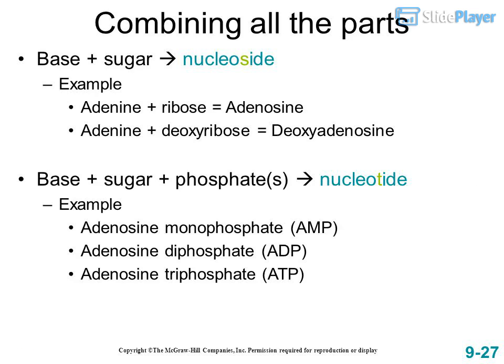Base plus sugar is a nucleoside. Example: adenine plus ribose equals adenosine. Adenine plus deoxyribose equals deoxyadenosine. Base plus sugar plus phosphates is a nucleotide. Adenosine monophosphate, AMP. Adenosine diphosphate, ADP. Adenosine triphosphate, ATP.